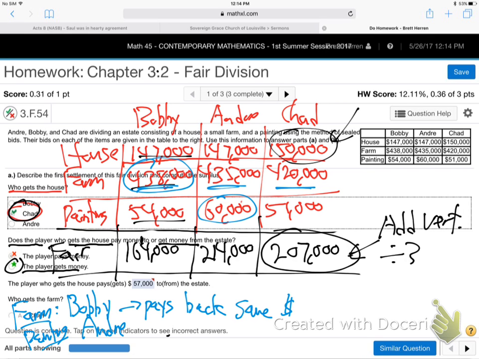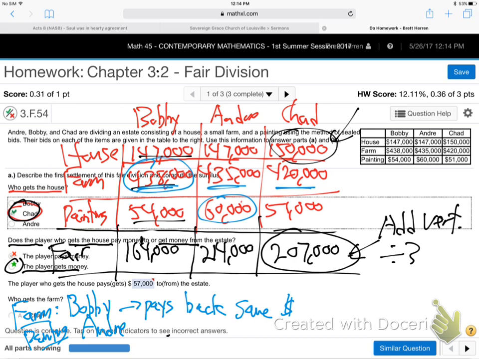Now, is Andre going to pay money back into the estate, or is he going to take out? We've got to reconcile Andre and bring him to fair share. What does Andre think we've given him? When we handed him the painting, he said, you gave me 60. His fair share is 214. He's going to get money.